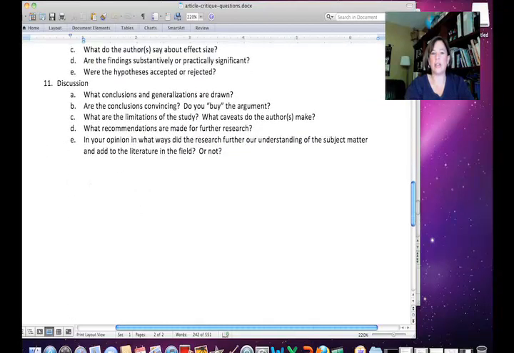Finally, in the discussion section or the conclusion, it is critical that authors talk about the implications of their findings. What are the implications of the findings? And what are the recommendations for future research? Those are two important pieces that need to be included in a conclusion of a dissertation or of a research article.